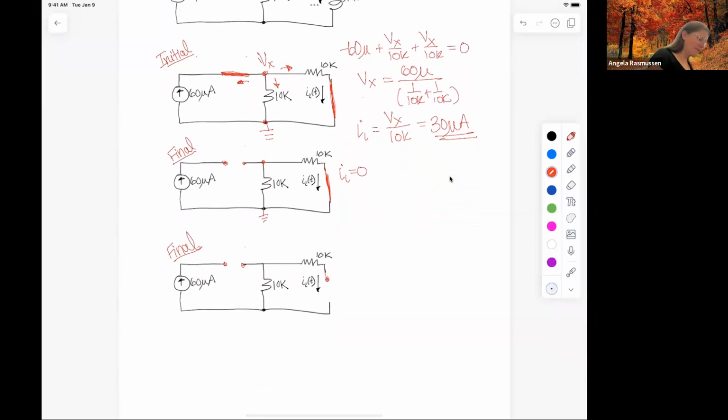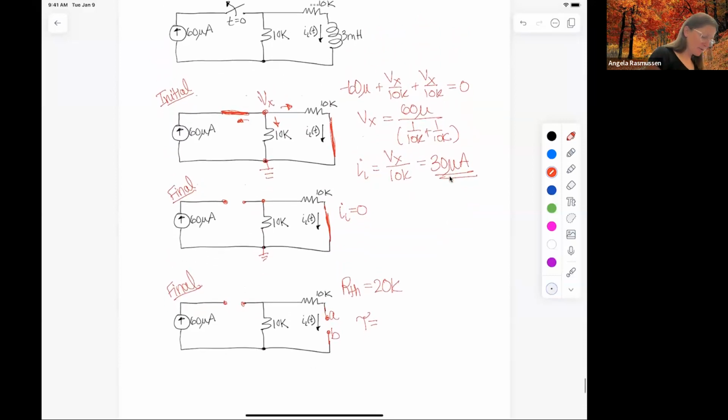Here I replace the inductor with A to B. And what is my RTH going to be? Say it louder. Can somebody say it? It will be 20K, 10K plus 10K. So those are in series. And then tau is L, which was 3 milli over 20K.